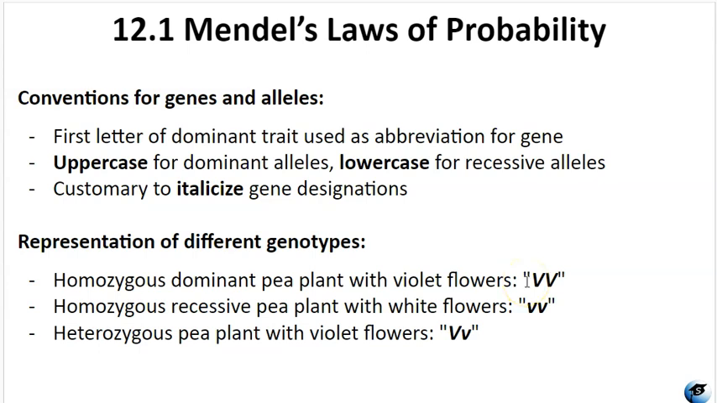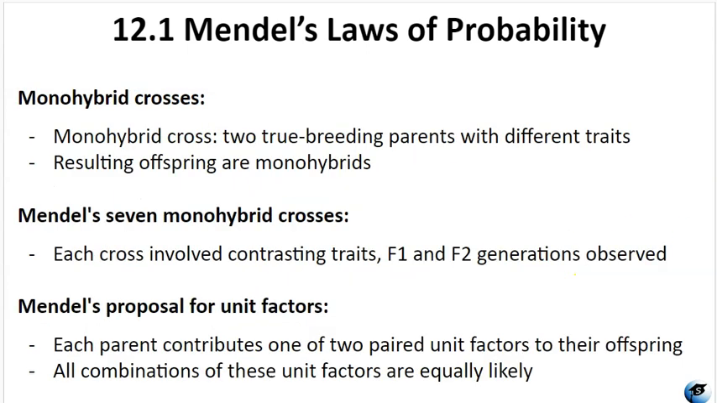Let's look at a monohybrid cross. So when two true breeding parents with different traits are crossed, it's called a monohybrid cross, and the resulting offspring are called monohybrids. Mendel conducted 7 monohybrid crosses, each involving traits that contrasted with each other, and his findings in the F1 and F2 generations showed that each parent contributed one of the 2 paired unit factors to their offspring, and all combinations of these unit factors were equally likely.